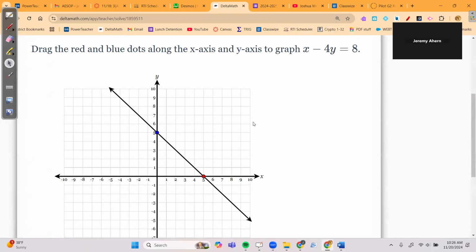Feel free to show work or not show work on an assignment like this. You show work at your own discretion. A lot of these you're going to blow through pretty quick. So to find the x-intercept, you basically look at this.